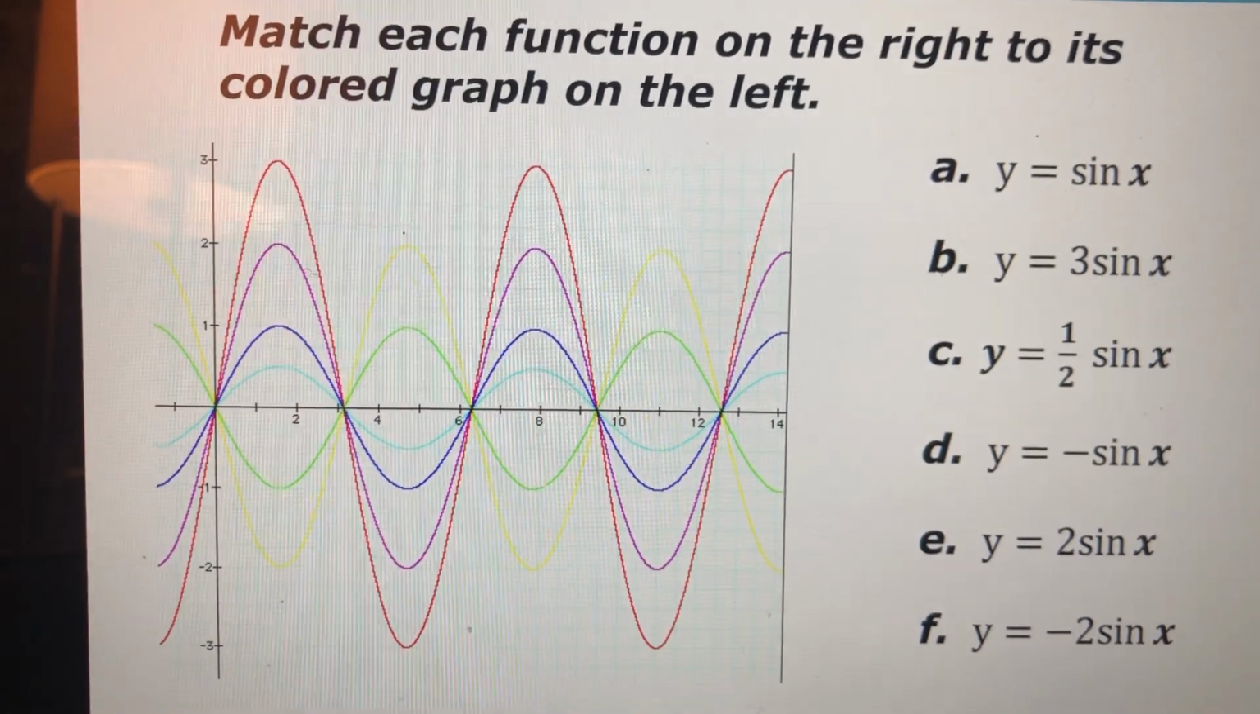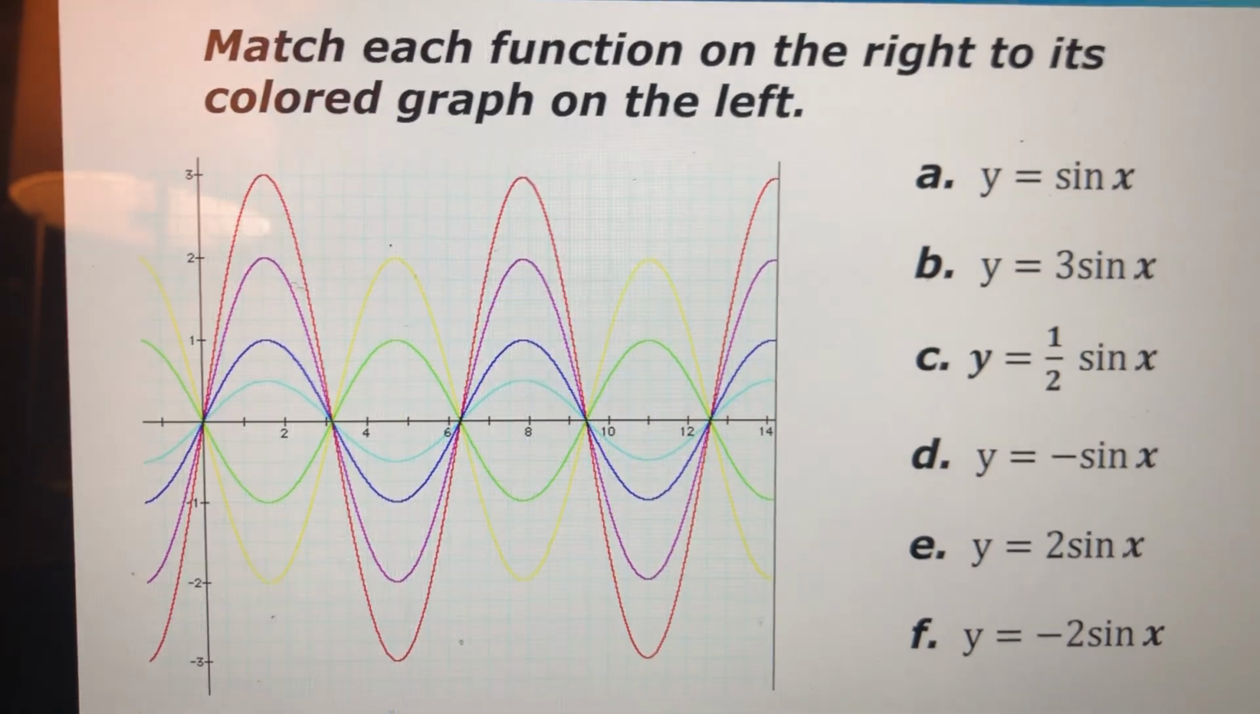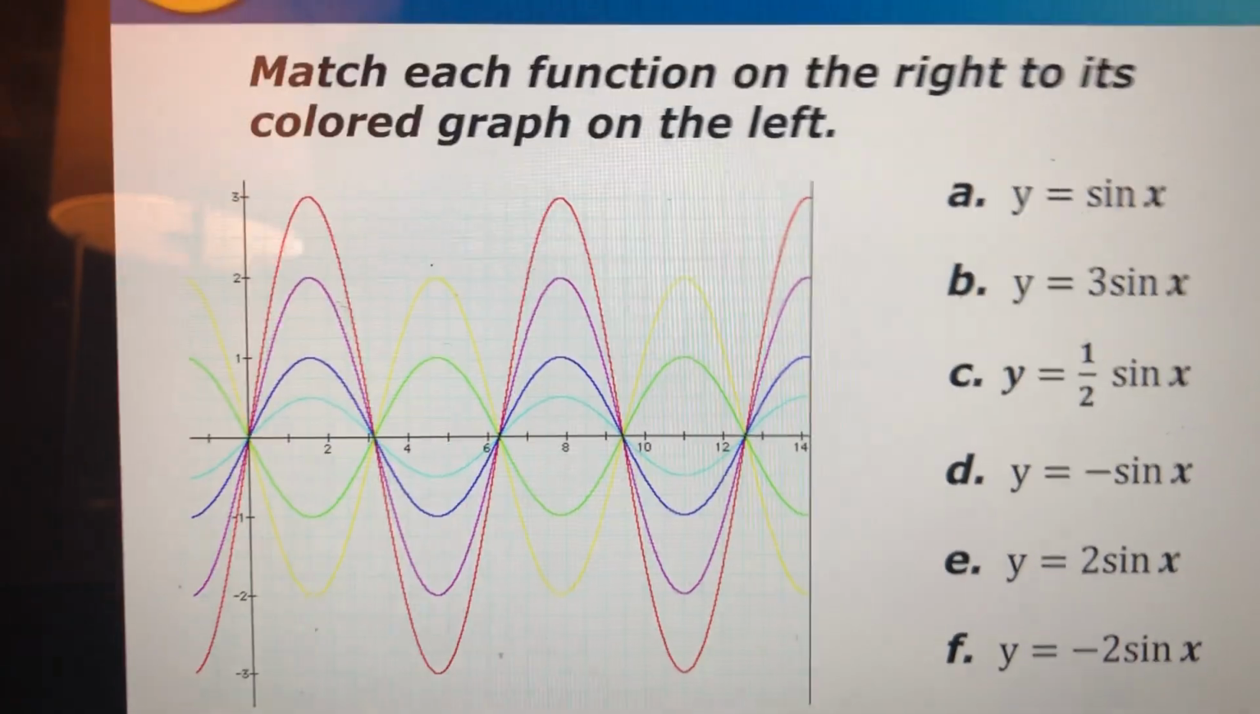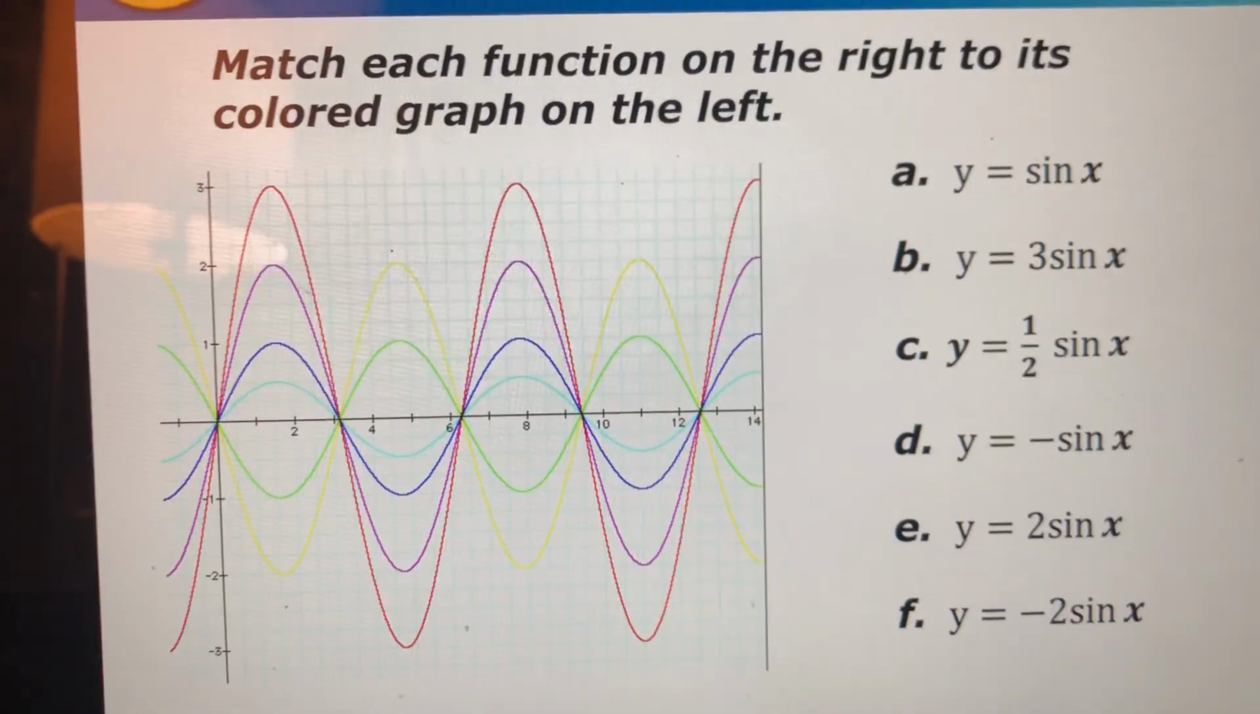Okay, and I'm also going to ask you to explain to me why sine and cosine will never be greater than 1 by itself, without being stretched or compressed.